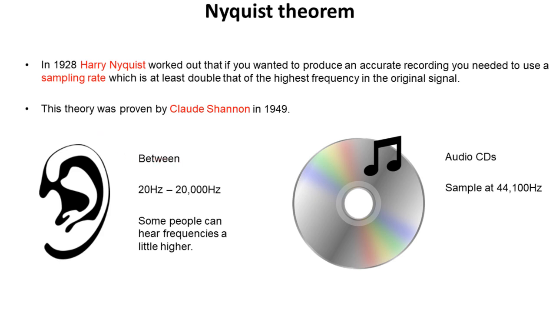Now, the human ear is capable of hearing sound in the ranges of roughly 20 Hz up to around 20,000 Hz, with a few people being able to hear frequencies slightly higher. And this is why modern digital audio samples at a rate of 44,000. It's just over double 20,000, with the idea that we shouldn't be able to detect with the human ear any audible loss in quality.